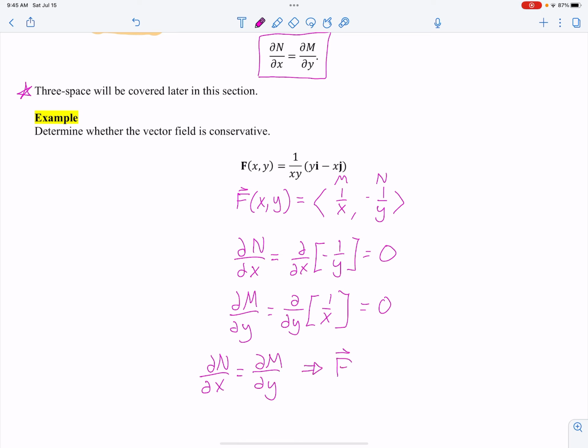Right now we're just determining the definition, and in this example we learned how to test. If those two things are equal, we know the field is conservative. We don't even have to worry about the potential function. The method that we're building up to will find that potential function, but as of right now, we don't have to find it to show that it's conservative. All I have to show is those partials are equal.